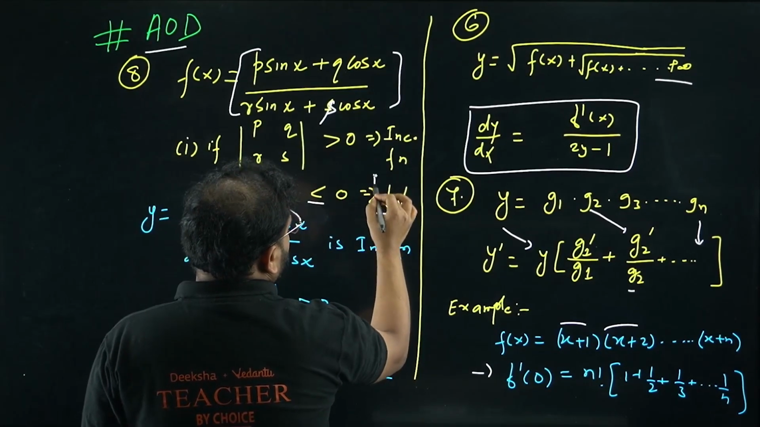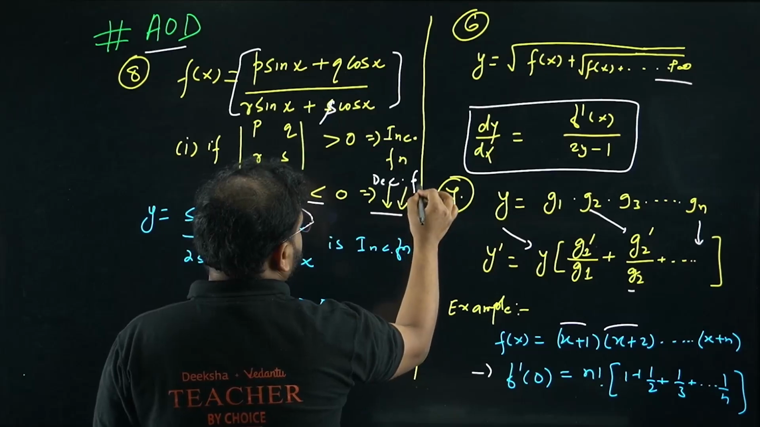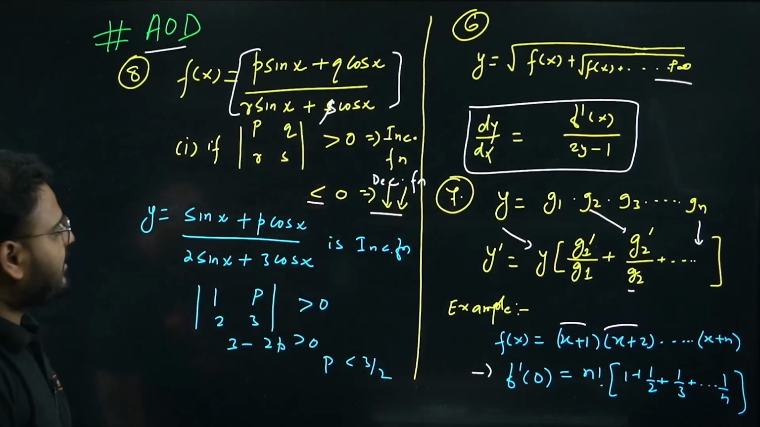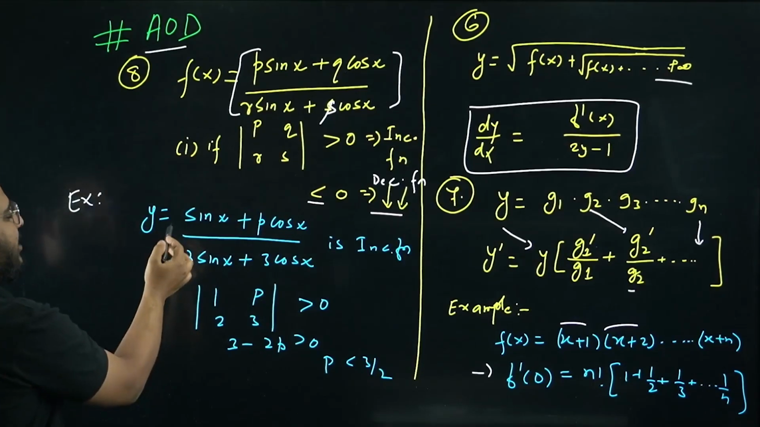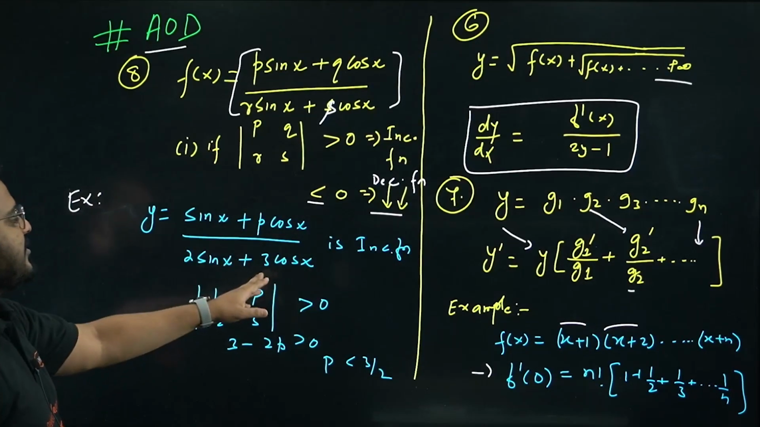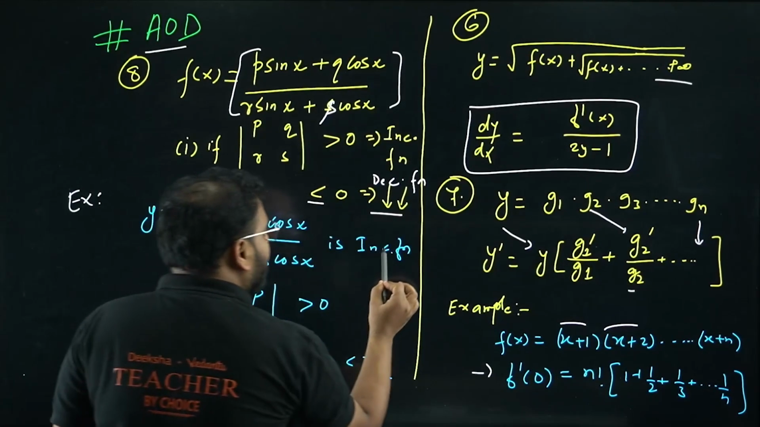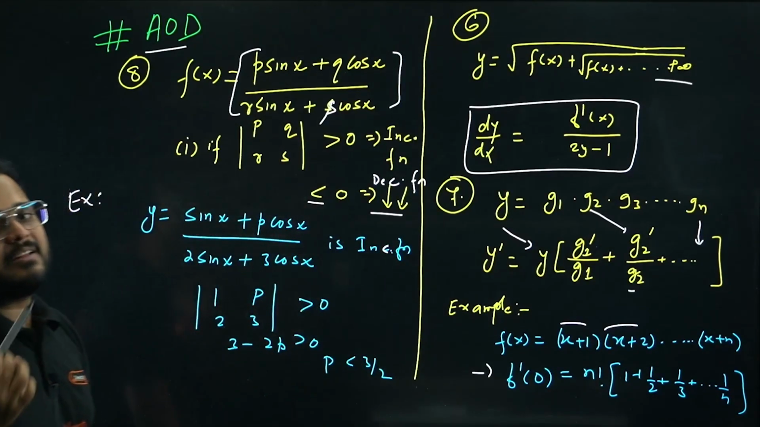Please check, it is going to be a decreasing function. Alright, decreasing function. Great. Now I have taken an example over here. Please check. I have y equal to 2 sin x plus p cos x... they are saying it is already given as an increasing function. Find the value of p.